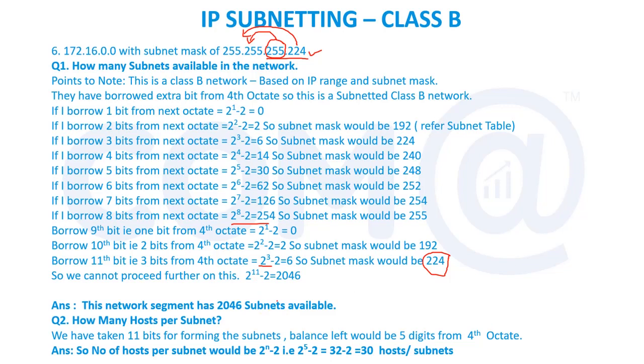So it will have 2046 subnets. This particular thing will have 2046 subnets. How many hosts will it have? It will be the balance. After 11 bits gone, out of 16, 11 is gone. Balance is 5, so 32. 32 minus 2 is 30. So each network will have 30 hosts.